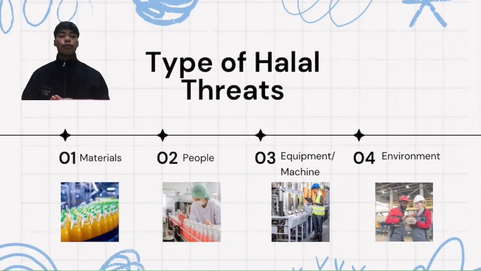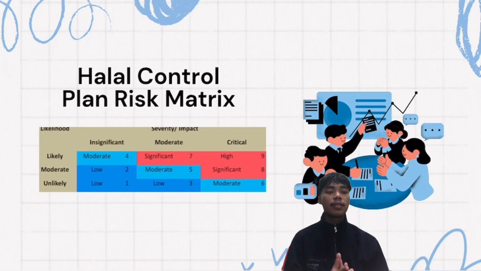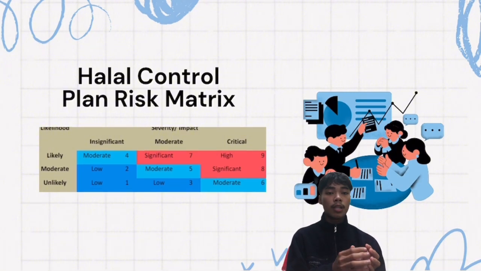There are 4 types of halal threats, which are first one is material, second one is people, third one is equipment and machine, and the last one is environment. So this is a halal control plan risk matrix, which the red one is a critical process, and this schedule is a benchmark to determine whether the process is in a critical state or not.